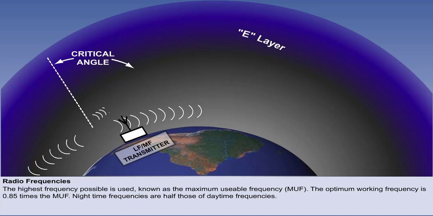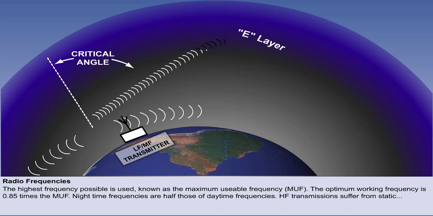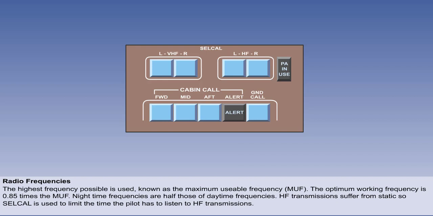Ionization levels are lower at night, and generally the frequency used is half that used during the day. Otherwise, the radio wave would have too much energy and would travel straight through the ionosphere. High-frequency transmissions suffer badly from static interference and are unpleasant to listen to for a long time. So, some equipment is fitted with a selective calling system called SELCAL. This is a 4-letter code system which enables air traffic control to alert a pilot that ATC wish to speak to him. This avoids the pilot having to monitor his frequency continuously.